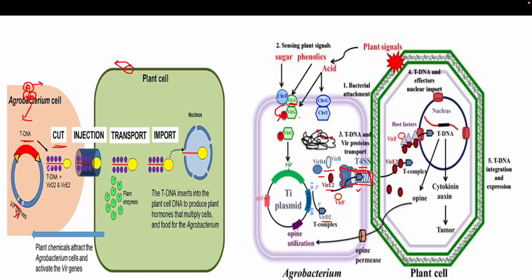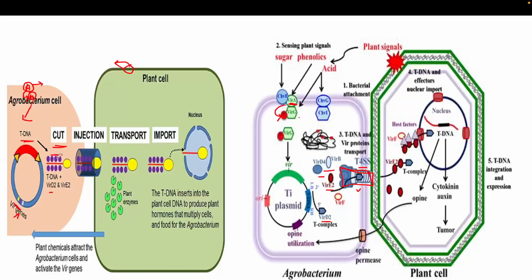So the next thing is you have to make this T-DNA into a single stranded DNA. How will you make the single stranded DNA? There are two enzymes. One is the virulence gene D2. This virulence gene D2 will break the phosphodiester bond of this DNA and make it into single stranded DNA.